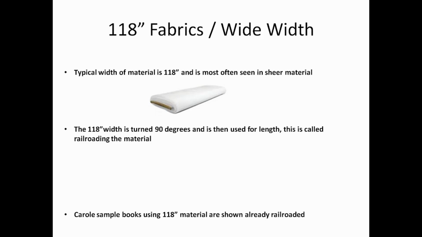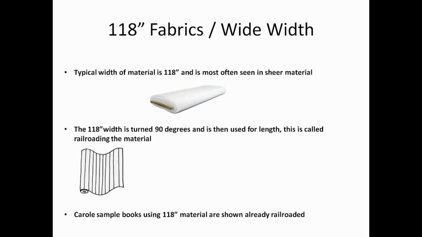So for example, the typical width of a material is 118 inches wide, and that's most often seen in sheer material. The 118-inch width is actually turned 90 degrees, and then it's used for length, and this is what we call railroading the material. So a little example for you, you could see where we take that bolt and turn it and stand it straight up, and then if, say, the bolt had 60 yards on it, we could theoretically roll that fabric out for 60 yards and not have any seams. That's also a nickname that you've heard throughout the years, seamless shears, and that's how that's accomplished.